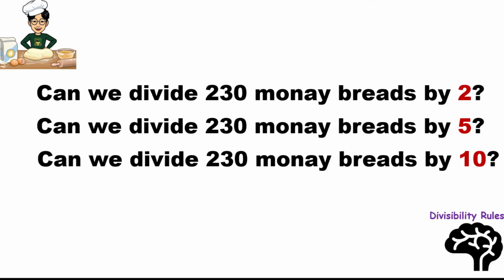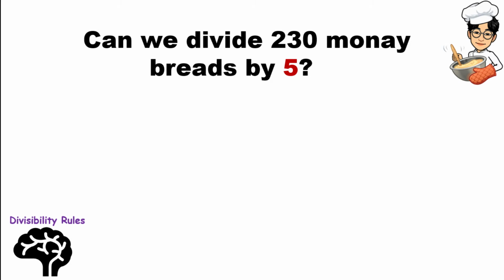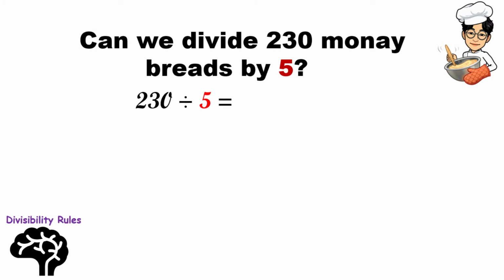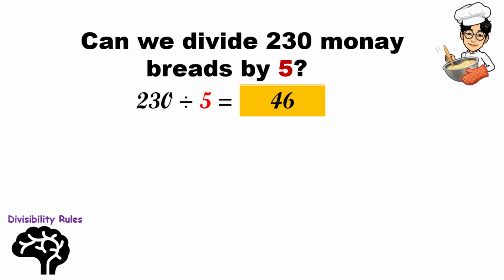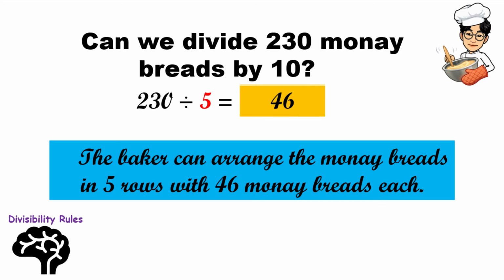Let's have the second question. Can we divide 230 Monet breads by 5? Let's have 230 divided by 5. The answer is 46. Very good, learners. The baker can arrange the Monet breads in 5 rows with 46 Monet breads each.